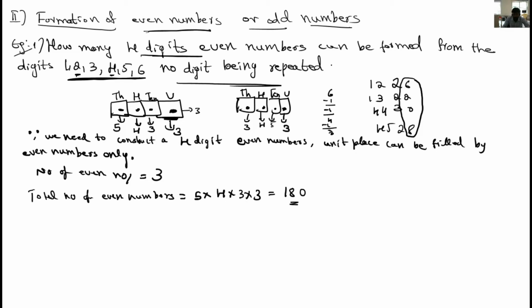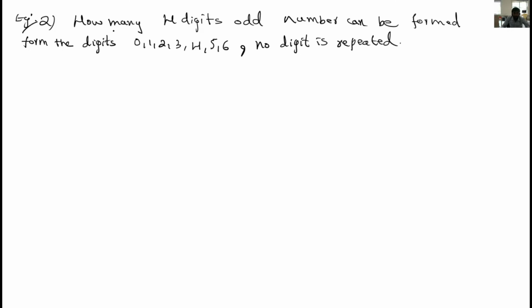Multiply. 5 4s are 20, 20 3s are 60, 60 3s are 180. So you will get the same answer. Okay, here you can see the different ways, but finally you will get the same answer. So after fixing even numbers in unit place, you can start from thousands place or you can start from tens place. Your answer is the same.